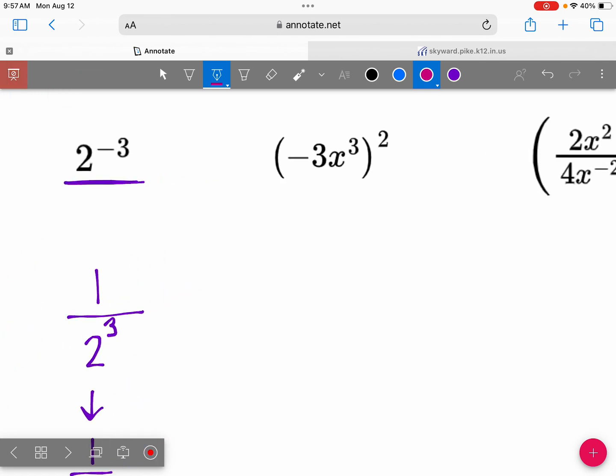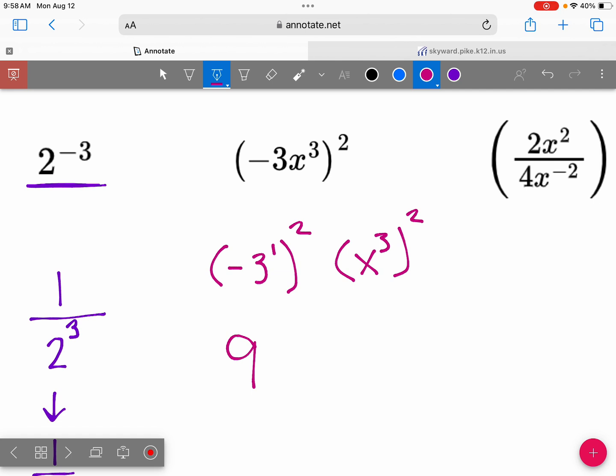The one that I feel is most intuitive is to take this as negative 3 to the first, squared, and x to the third, squared. That feels a lot more like the exponent rules that we've been through, familiar. Because negative 3 to the first power squared should give us what? What is negative 3 squared? 9. Positive 9. Negative 3 squared is positive 9. What is x cubed squared? x to the 6.